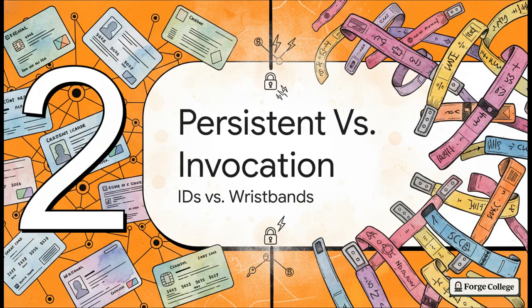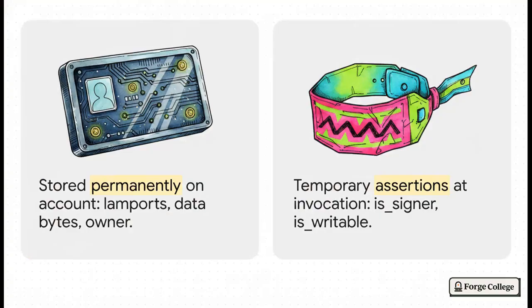That actually brings us right into Section 2, persistent versus invocation data. Or, as I like to think of it, IDs versus wristbands. You really need to separate these two concepts in your head. First, you have persistent properties. That's your data bytes, your lamports, your owner field. Those live on the account permanently.